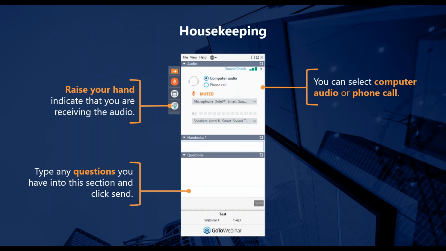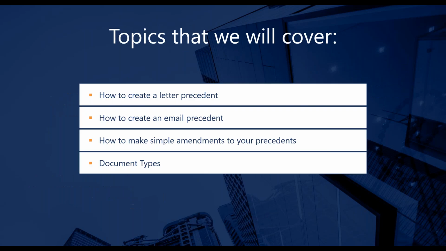A recording will also be sent to you and be made available via our previous webinar link in the LEAP community. The specific topics that we will cover today include how to create a letter precedent, how to create an email precedent, how to make simple amendments to your precedents, and also an explanation of document types.